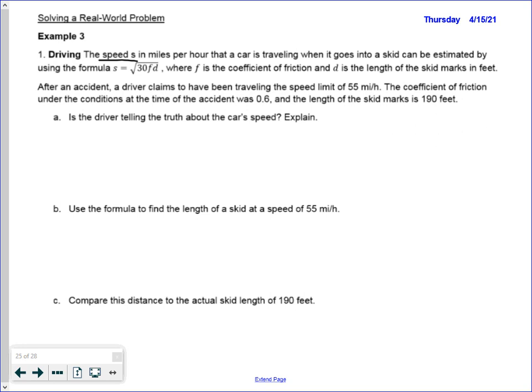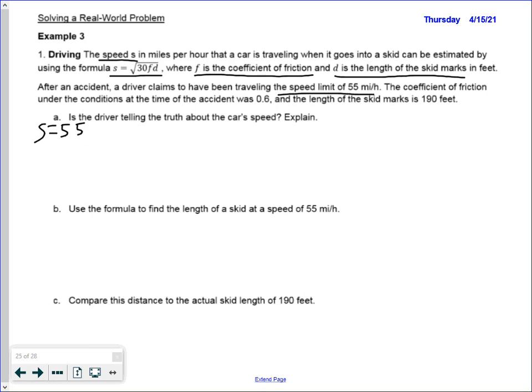estimated by using the formula s equals the square root of 30 times f times d. We're told f is the coefficient of friction, and d is the length of the skid mark in feet. So we're told that after an accident, a driver claims to have been traveling the speed limit of 55 miles per hour. So we're told that s should be 55.